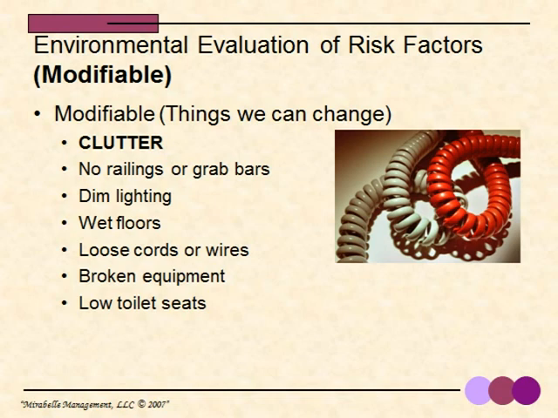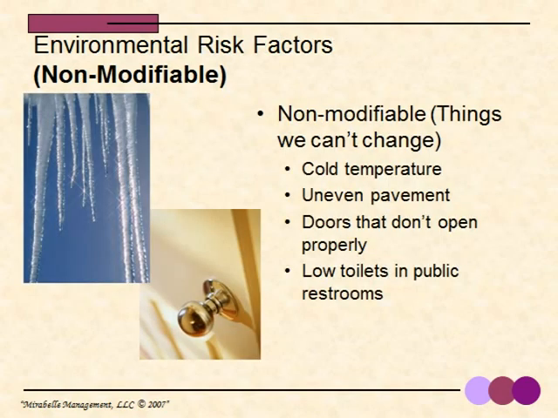It's worth mentioning again. Clutter, clutter, clutter. Clothing, magazines and newspapers, containers, books, boxes, pet supplies, plants, extra furniture, and the list goes on. Things we can't change in our environment we call non-modifiable, and they include cold temperatures, uneven pavement, poor public space designs such as doors that don't open properly, or low toilets in a public restroom.